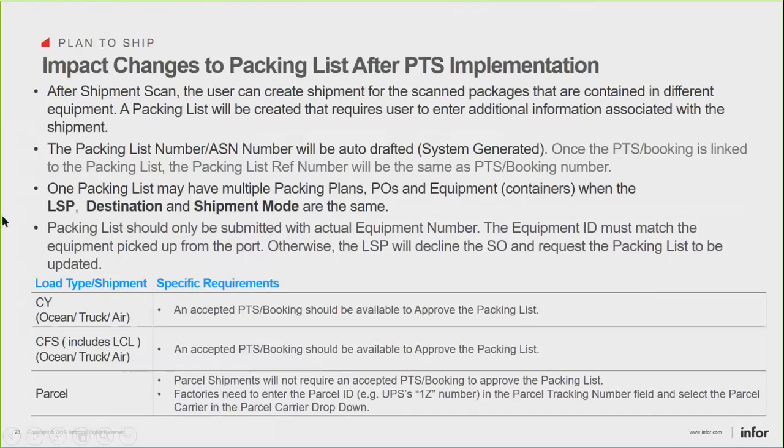And one packing list can have multiple packing plans, POs, and equipment when they have the same LSP, destination, and shipment mode. Packing lists should be submitted with the actual equipment number. The equipment number must match the equipment picked up from the port in the physical shipment, or the LSP will decline the shipping order for the supplier to update the packing list.